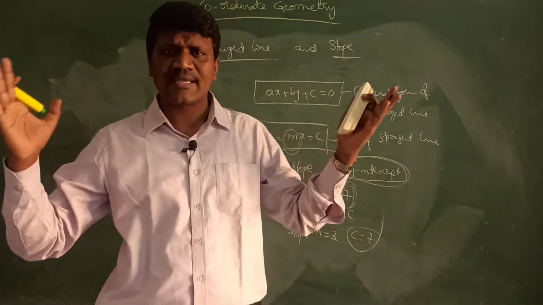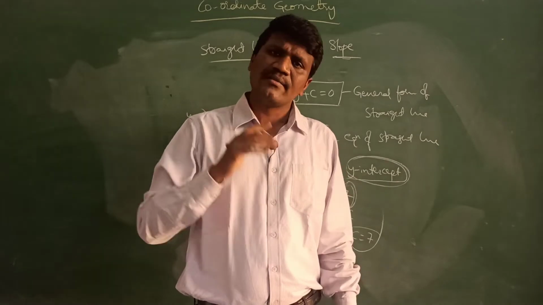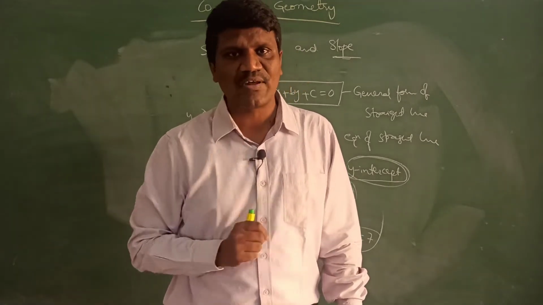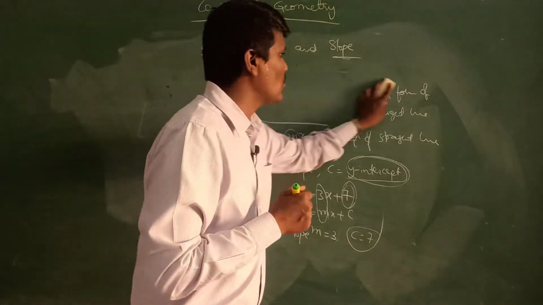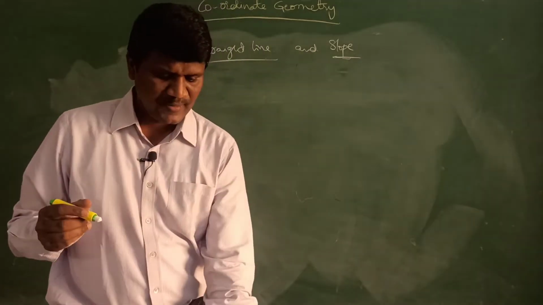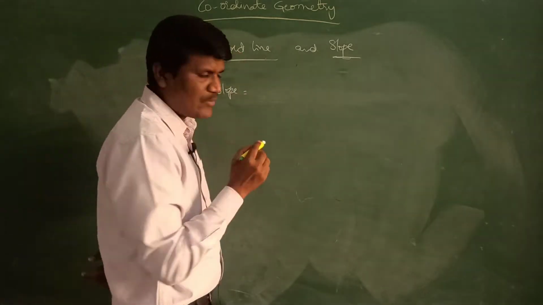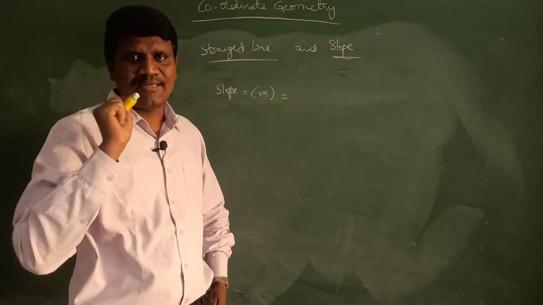If two points are given, what is the slope formula? There are three formulas for slope. From one of these formulas you will definitely get one question. Okay students, let us see the most important formulas of slope. The first one is the slope formula, and we denote slope by m.